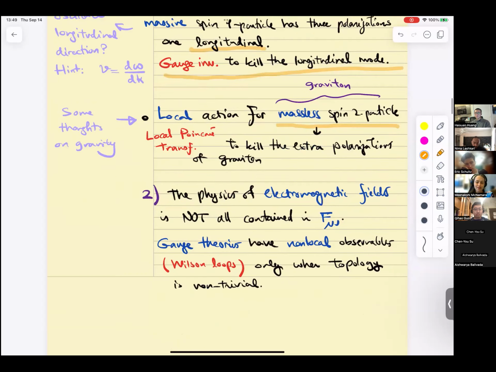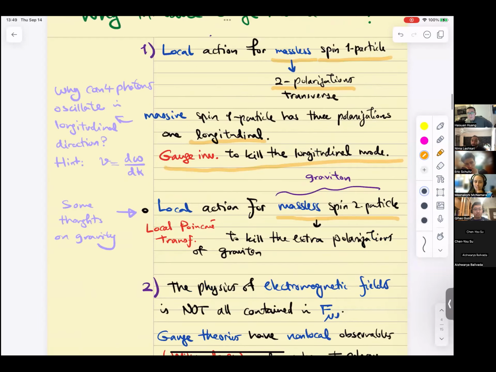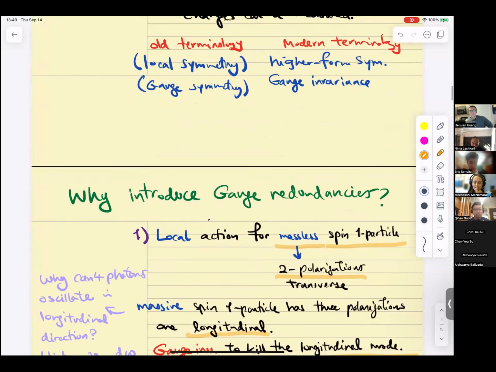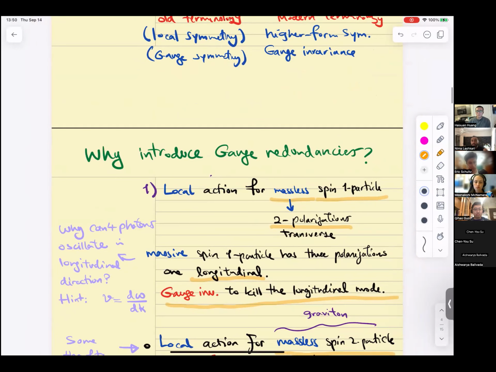All right. So that's point number 1. The reason we introduce gauge redundancies at the core of it is the fact that the photon travels at the speed of light. It's massless, therefore it travels at the speed of light. Therefore, it should have 2 polarizations. Whereas if I write down naively a local Lagrangian for a spin 1 particle, no matter what the mass is, there will be 3 polarizations. One of those is extra, it's junk, I've introduced it by hand, it's redundant.